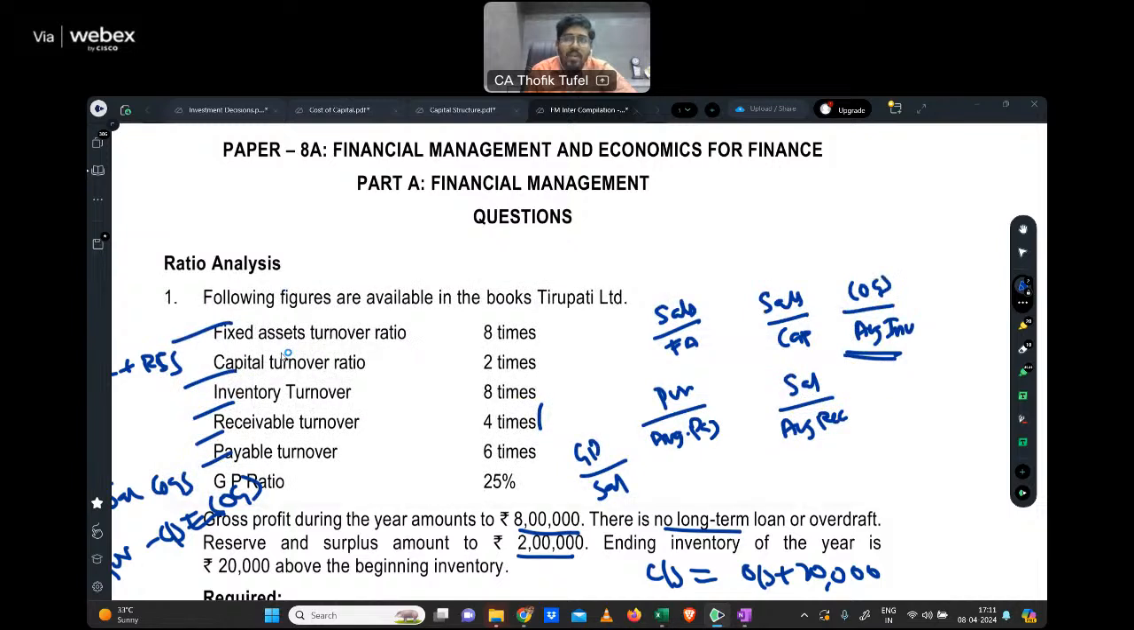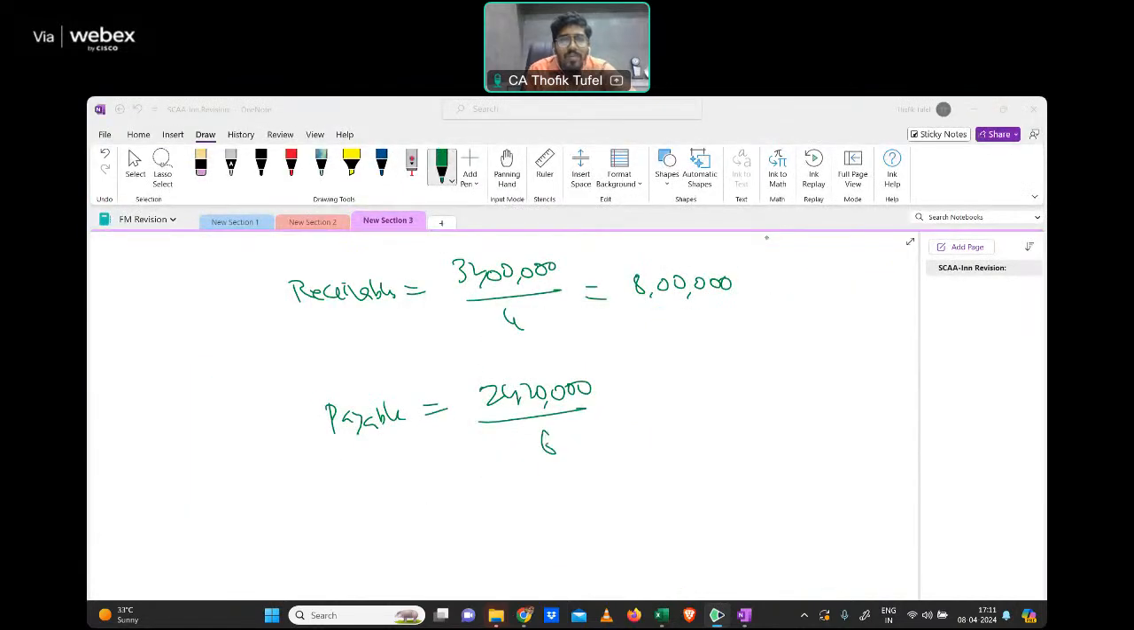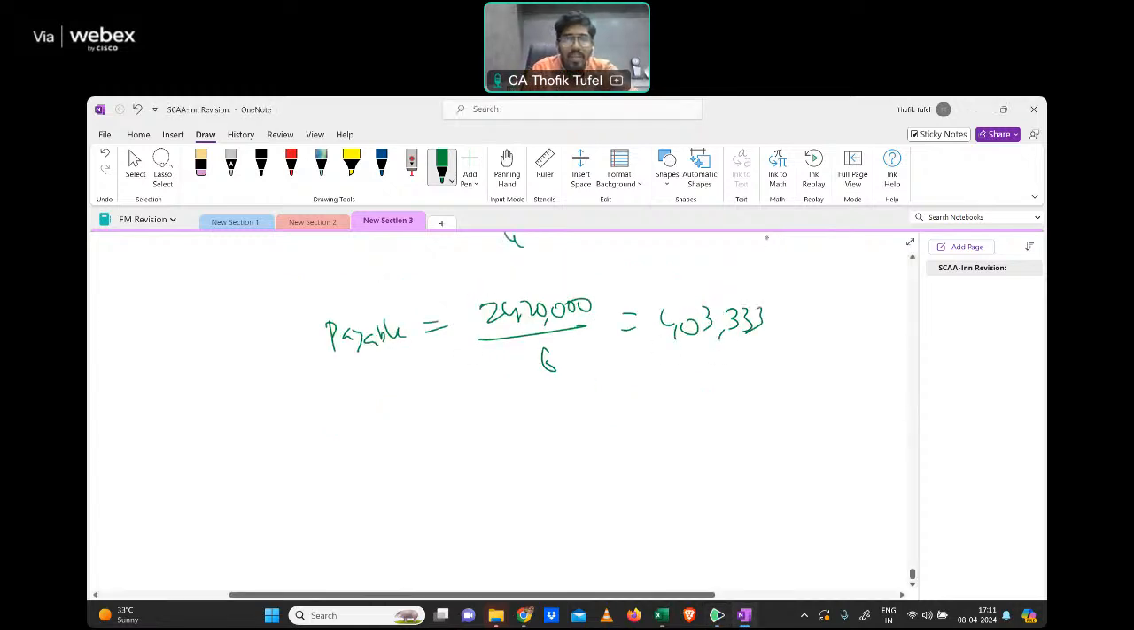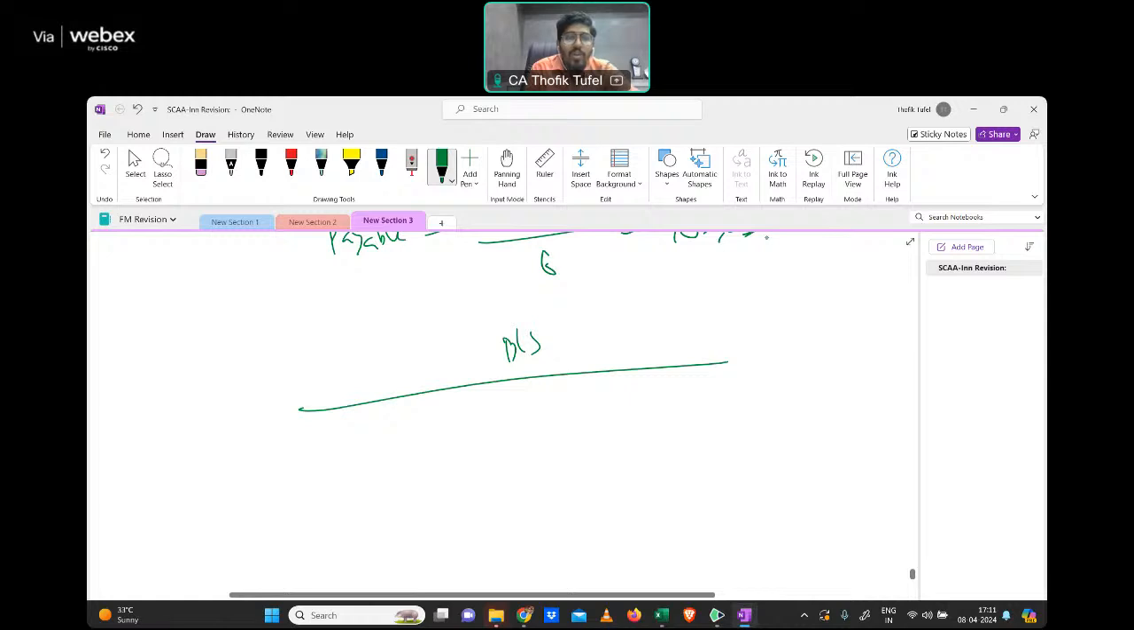It is stuck. Just 1 minute. Okay, so divided by 6 times. So what is my purchases? 4,03,333 is my purchases. அப்படியே நான் balance sheet போடணும்.